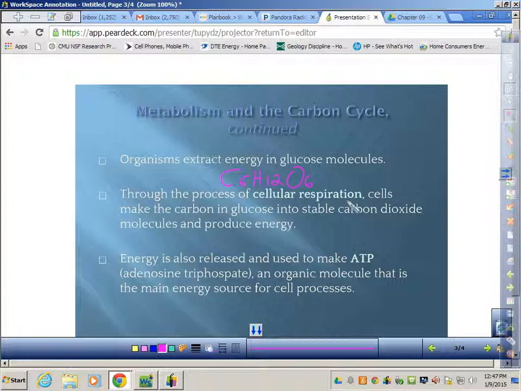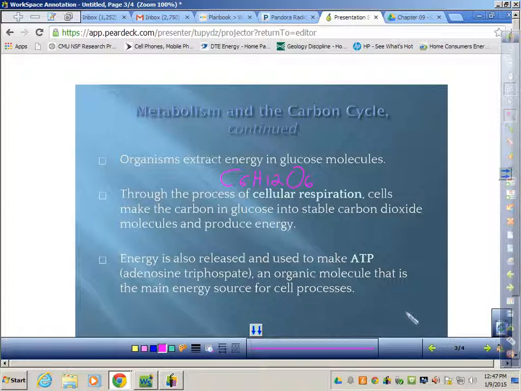Now, through the process of cellular respiration, cells make the carbon in glucose into stable carbon dioxide molecules and produce energy, right? It's good stuff. We like energy, don't we? We walk around all day. Without energy, you die, so I guess it's okay, right? So energy is also released to you and used to make ATP. Takes a lot of energy to make ATP. Even more if you make 2 ATPs. 3, I think it's a tribe or something, isn't it?